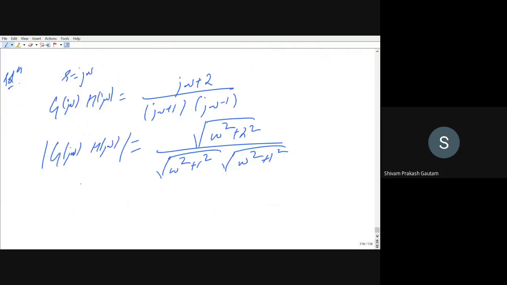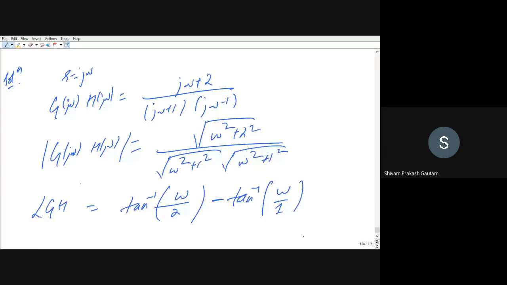First we have to find out the magnitude of G(j omega)H(j omega). Magnitude will be equal to the square root of (omega square plus 2 square) upon (omega square plus 1 square) into (omega square plus 1 square). Then we have to calculate the phase. For the numerator part, tan inverse of imaginary by real, so imaginary is omega and real is 2. Now for j omega plus 1, it is in the denominator, so I will use a minus sign: tan inverse of omega by 1. Now for the other term, with minus sign because it is in the denominator, tan inverse of imaginary omega and real part minus 1.